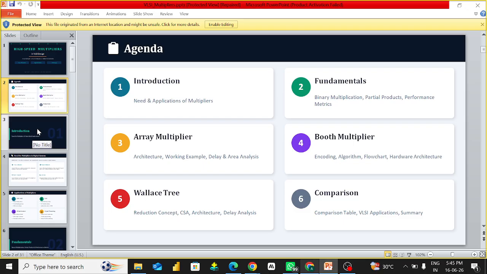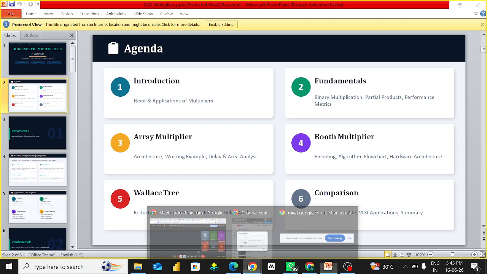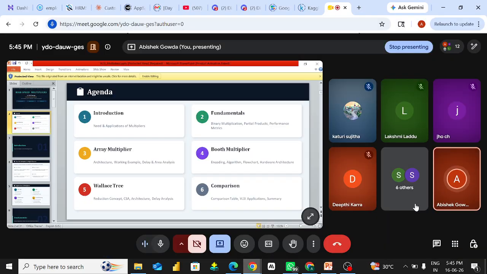Before starting the session, I have one question for you guys. Which operation do you think consumes more hardware resources: addition, multiplication, or subtraction? Can you explain which operation consumes more hardware resources? If you don't know the answer, just think and guess, okay? The options are addition or multiplication.